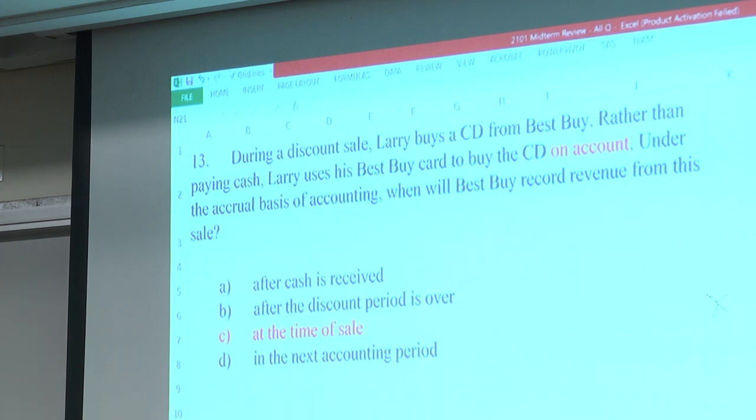But then, well, the emphasis here is accrual basis of accounting. How do we record revenue, at what time? Right, accrual basis, we have 2 choices now.